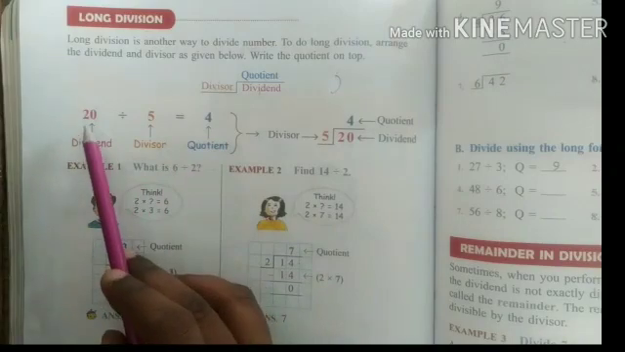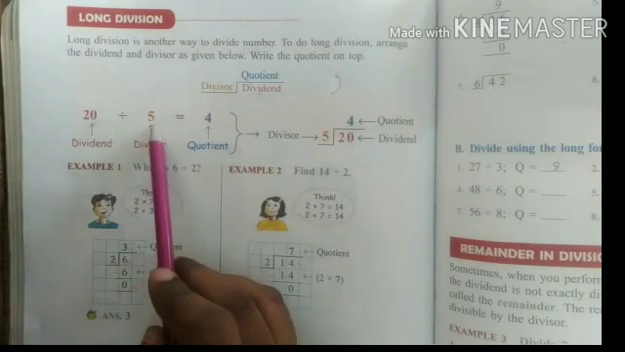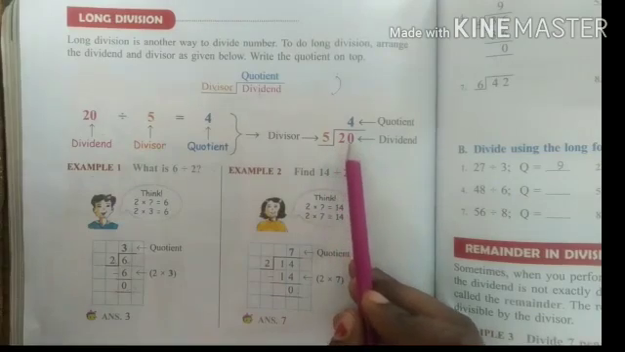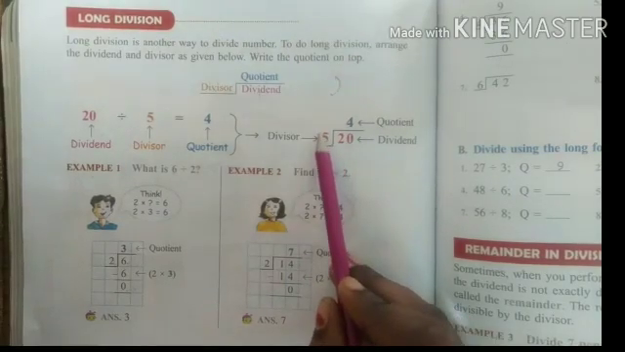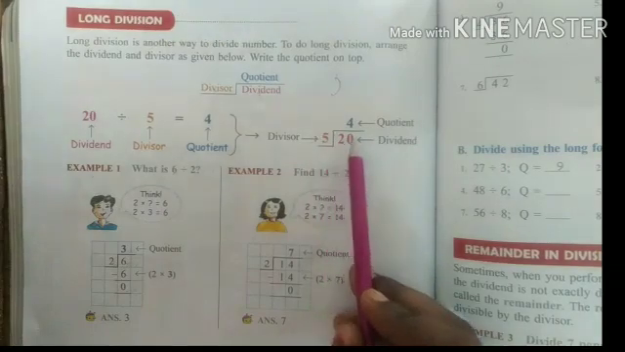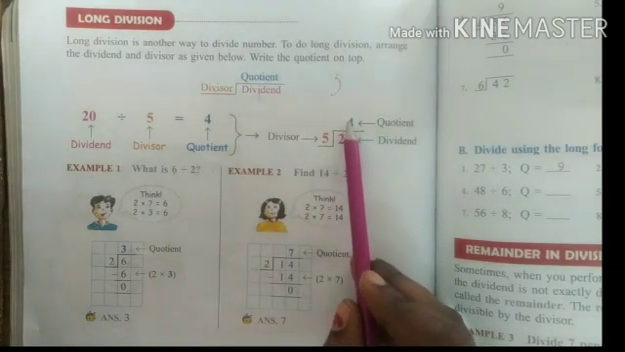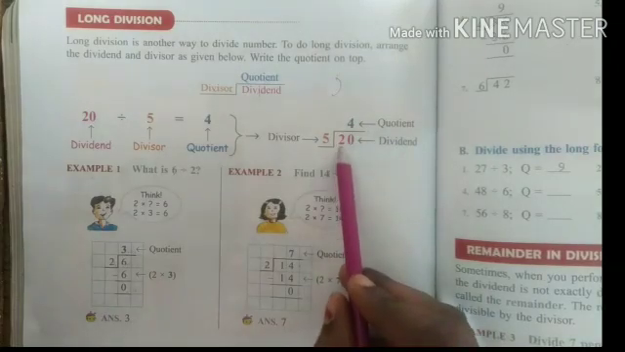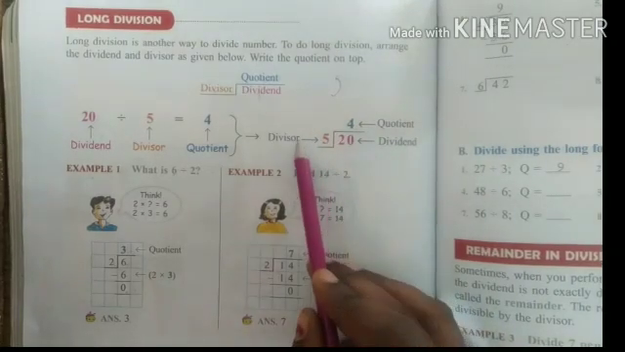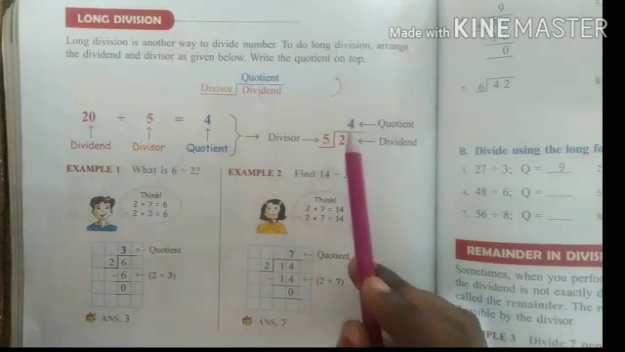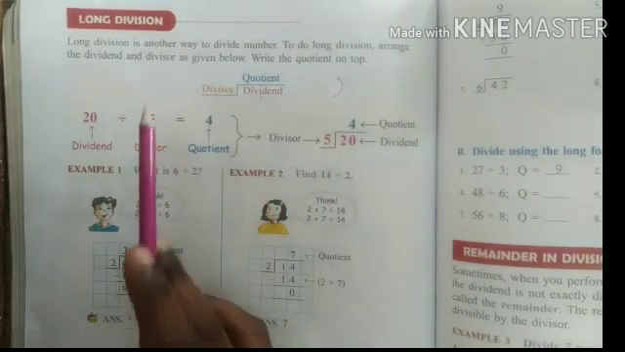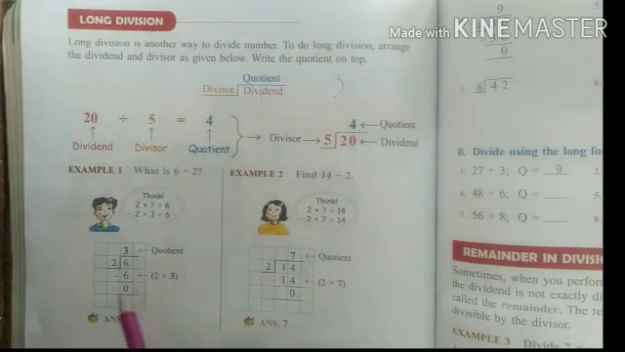Children, you have to arrange the dividend and divisor like this. You have to write the dividend inside and the divisor will come outside. The quotient will come on the top. So this is dividend, divisor and quotient. Let us see some examples for long division without remainder.